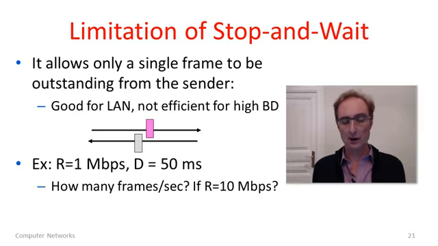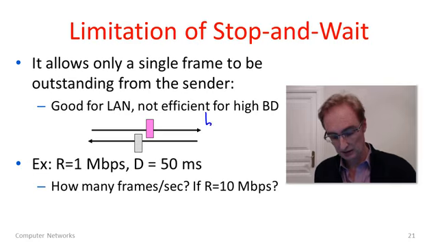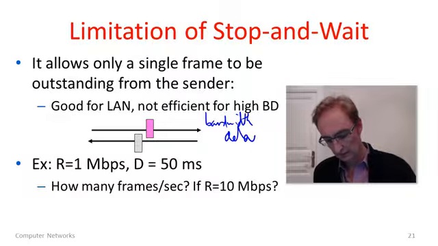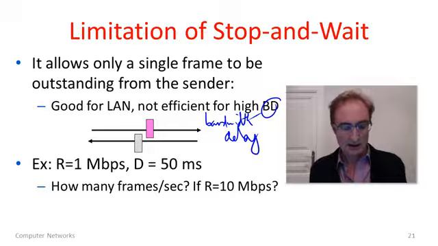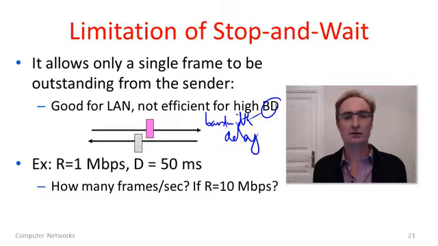Before we finish, I do want to tell you about one limitation of stop and wait. Stop and wait allows only one frame to be outstanding from the sender at a time. That is, the sender tries to deliver its frame, resending it until it's there before it moves on to the next frame. That is effective for a LAN, and it's used in Wi-Fi, but it's not effective for networks that have a high bandwidth delay product. That's what BD is. Let me just write that. Bandwidth delay. And the reason for this is because with a high bandwidth delay product, many packets could fit on the network at one time, but with stop and wait, we'll only send one.